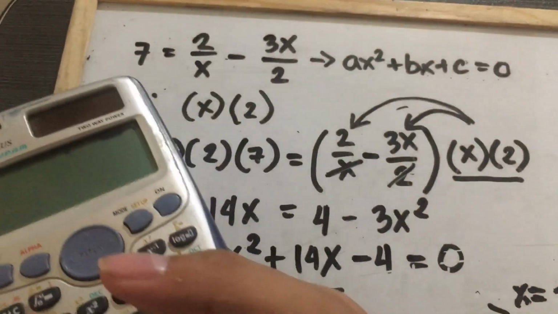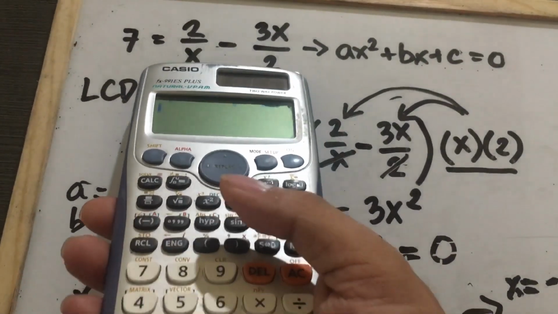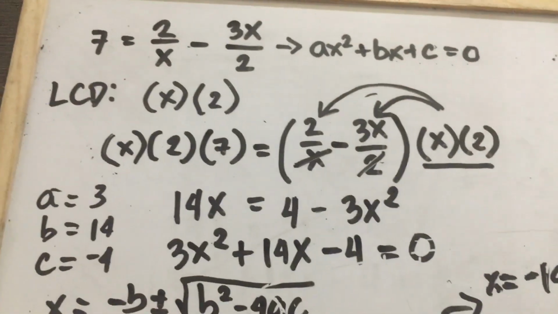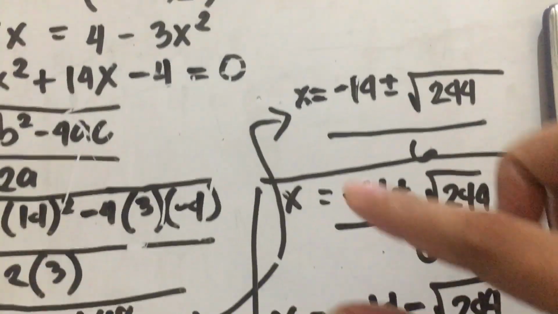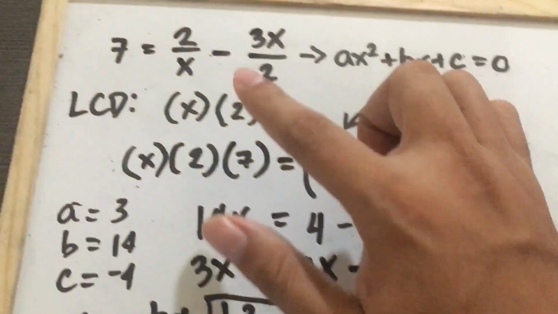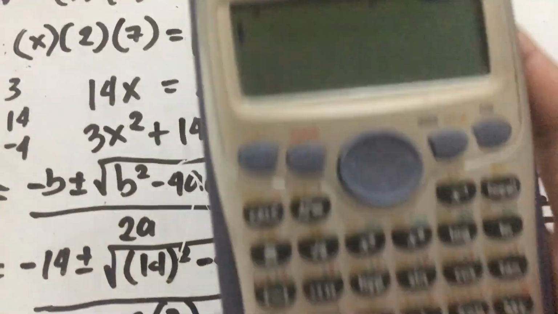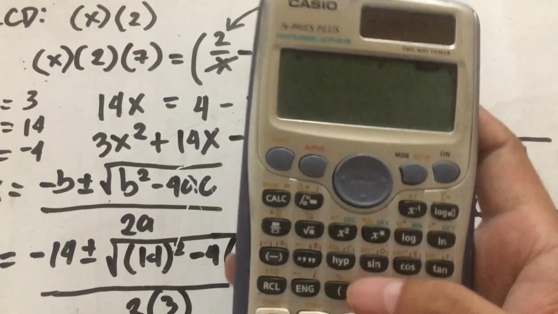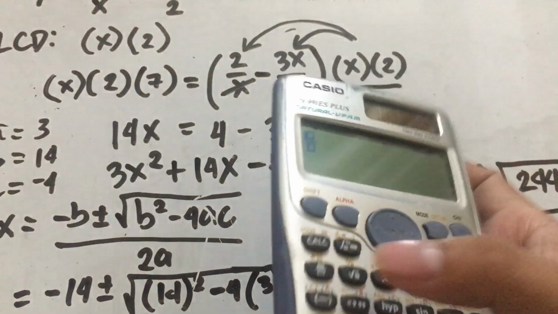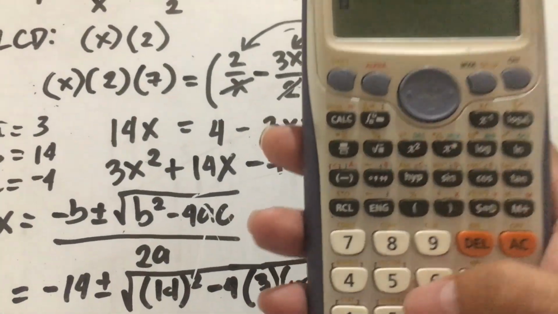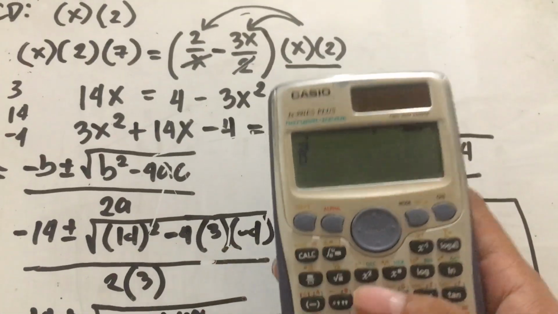So the equation is 7 is equal to 2 over x minus 3x over 2. So my goal here is to substitute the value of the x with this answer. If the answer will be 7, we will try. Okay? So this is how we input it in the calculator. So we all know that it's 2 over x. So this is the fraction symbol. 2. That's 2 over x.